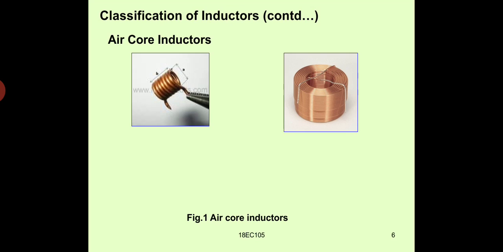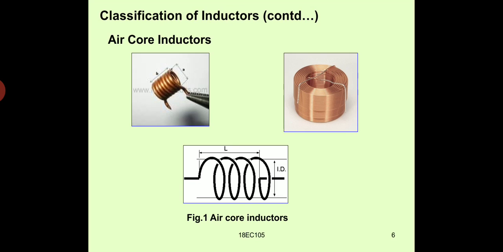And then let us see some more details of this air core inductor. If you design this air core coil, it will be like this, having a length, the length of the winding area on which it is wound, and also the diameter d of the form on which this has been wound.